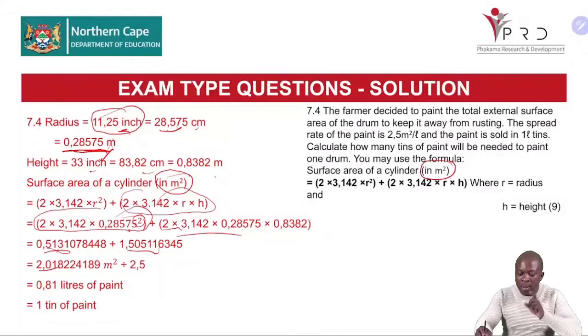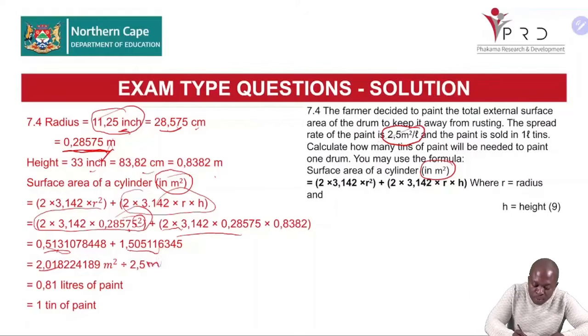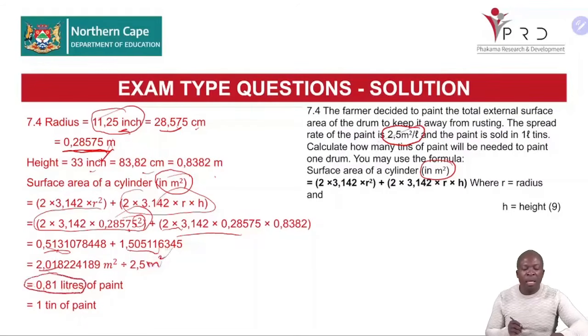Meters squared. Okay, we are buying the paint, but the paint is not in meters squared. So the examiner says every 2.5 meters squared, we use 1 liter. So if we are painting 2.018, then what you do is meters squared divided by meters squared. So it means we are going to need only 0.81 liters of paint.